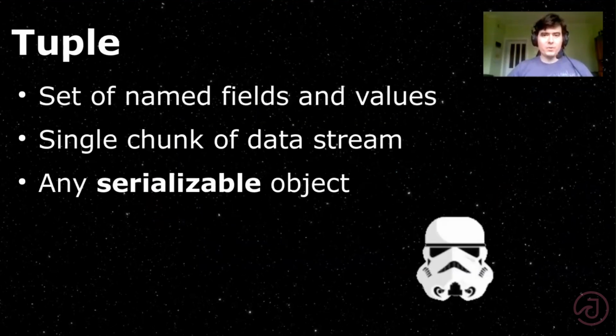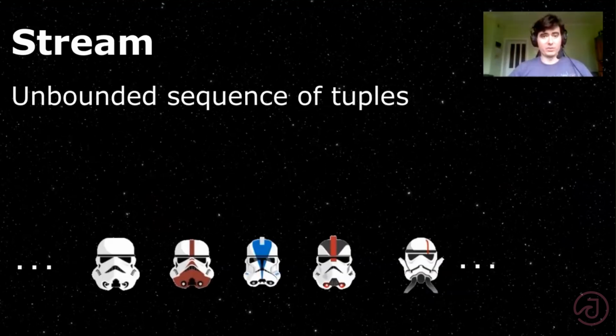In Storm, a tuple is a set of named fields and values, and it's simply a single chunk of our distributed data stream that we process. And a tuple can be any serializable object. Serializable because we distribute our tuples among different nodes, so they go through a network. Then we've got streams, and streams are unbounded sequences of tuples. In our case, we will have streams of Stormtroopers.